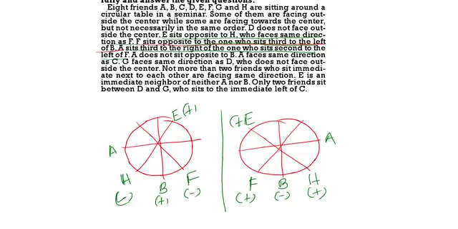E is the neighbor of neither A nor B. E is not the neighbor of A and B. That is also correct. Only two friends sit between D and G. Who sits to the immediate left of C? So G is on the immediate left of C. Suppose G is here. Suppose C is here. Then only two friends are there between D and G. So here I am getting D. That means G is on the immediate left of C. But here G is on the immediate right of C. That means C is taken as minus here.